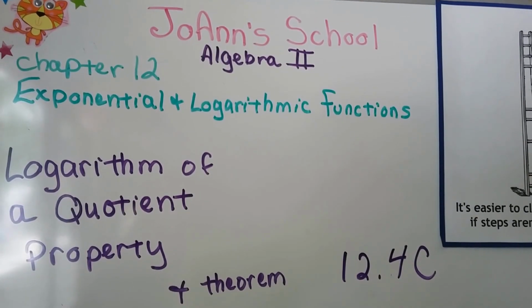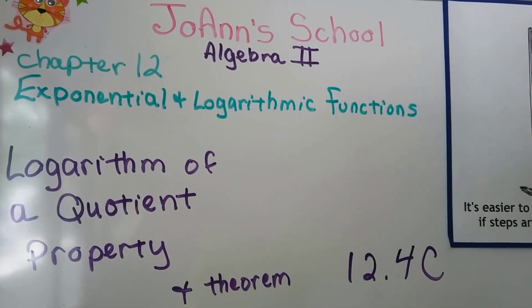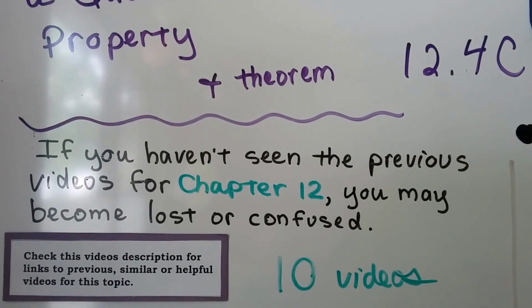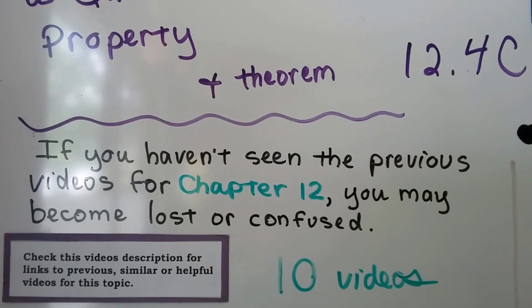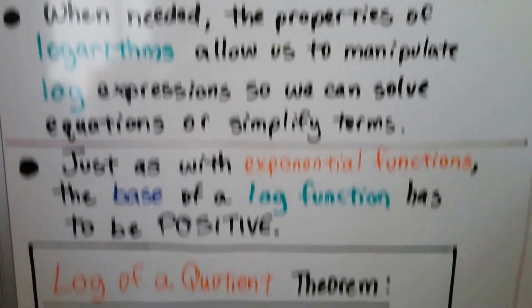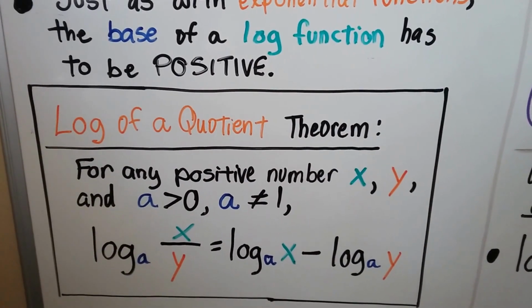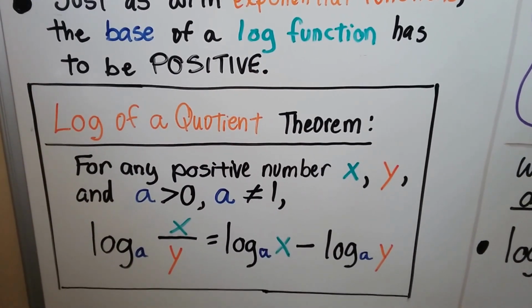We're discussing logarithm of a quotient property and its matching theorem. This is 12.4c. We've got 10 previous videos for chapter 12 now that are linked in this description. So, just as with exponential functions, the base of a log function has to be positive. So here's our theorem, our property.